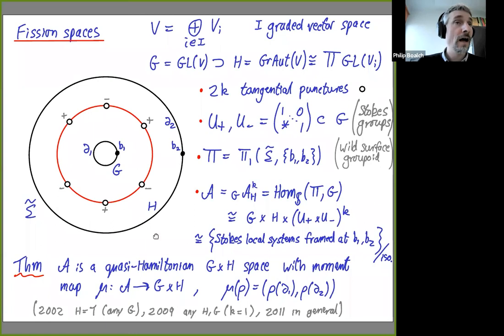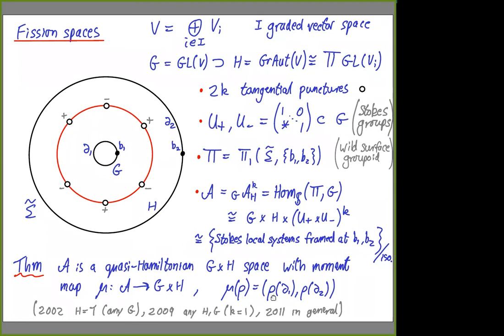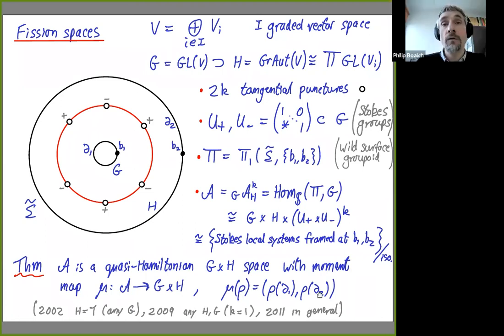can be proved is that this is naturally a quasi-Hamiltonian G cross H space. So this is the action we just described by changing the framings at the base points, and it has a moment map, a group valued moment map, which gives the monodromy around the boundary. So it's a map to G cross H. The component into G will be the monodromy around the boundary here, and the map into H will be the graded monodromy around the boundary there. So mu is just the value of the Stokes representation on these loops around each of the boundaries.